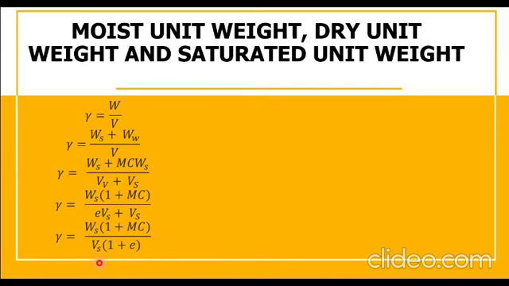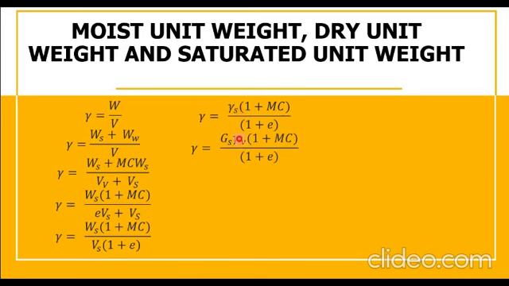This WS over VS is the unit weight of the soil solids, natin. That's why, and then multiply it by 1 plus MC over 1 plus E. We know that the unit weight of any substance is equal to GS times unit weight of water.